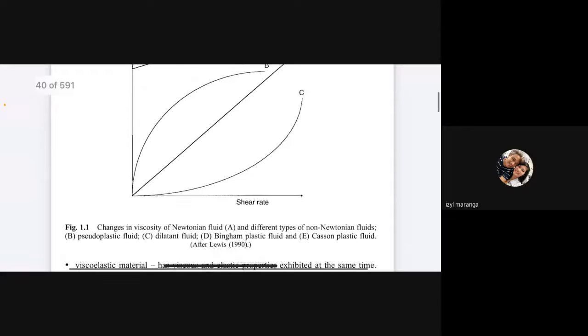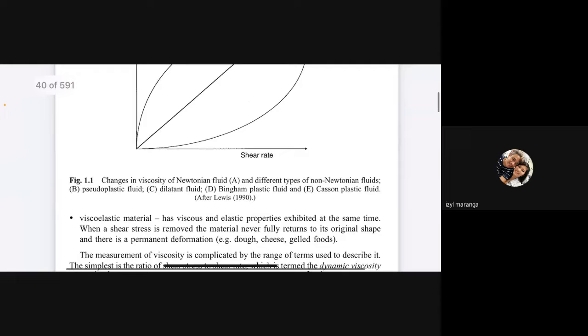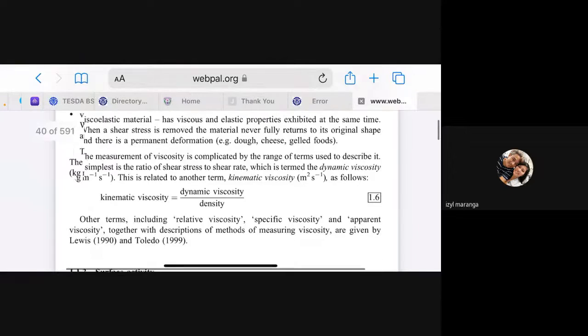Ayun. So, you can see here the different shear stress against shear rate. So, we also have another type, the viscoelastic material. It has viscous and elastic properties exhibited at the same time. When shear stress is removed, the material never fully returns to its original shape and there is permanent deformation. For example, in the dough, in a cheese, or a gel foods. So that's why yun yung mga effect.